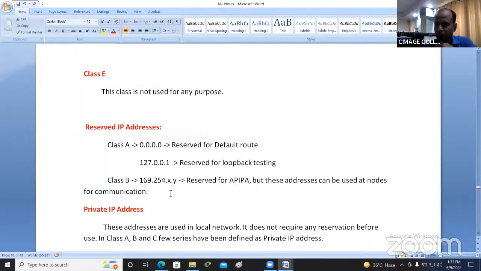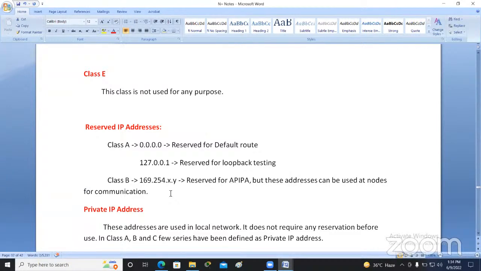Defined by the developers team, they have just assumed, okay, fine, we will use it later. That's why in a few books you can see that about class E, writers have written it is used for scientific research, scientific development, etc. But nothing could be done with class E.